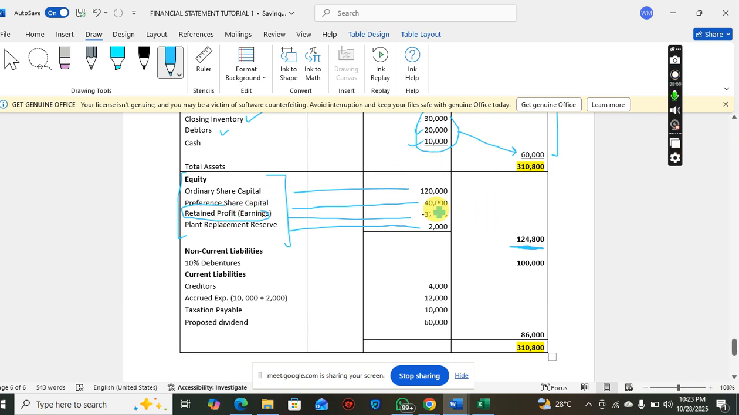So next we come to our non-current liabilities, the long-term liabilities. We have the 10% debentures, which we are told are 100,000. Since that's the only non-current liability, that's why I've brought it to the total section. If we wanted, we could put it here and total it up with the current liabilities, but even like this is okay.